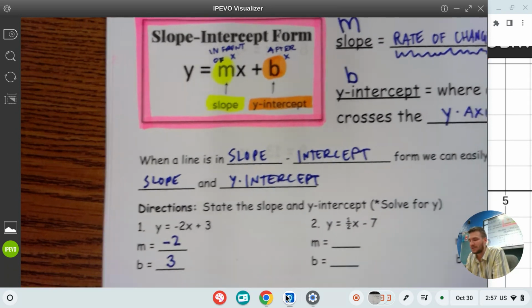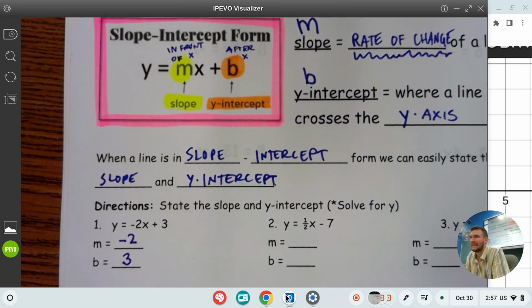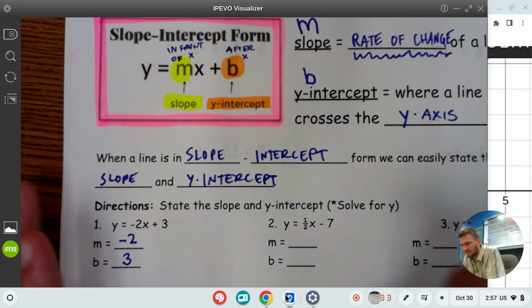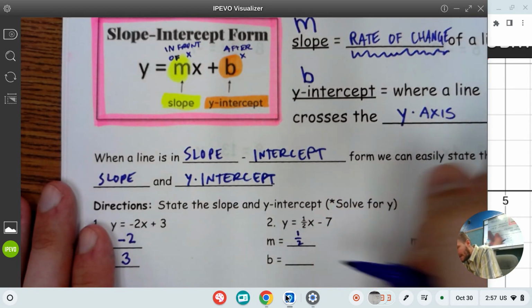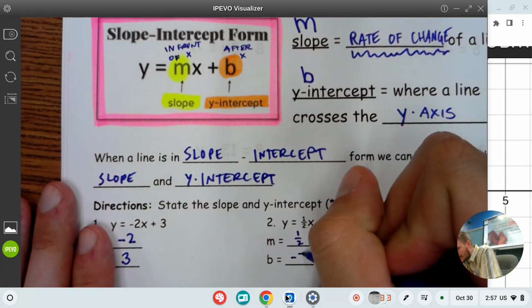So when we see question number 2, it might take us 5 seconds. What's the m? 1/2. And what's the b? -7.